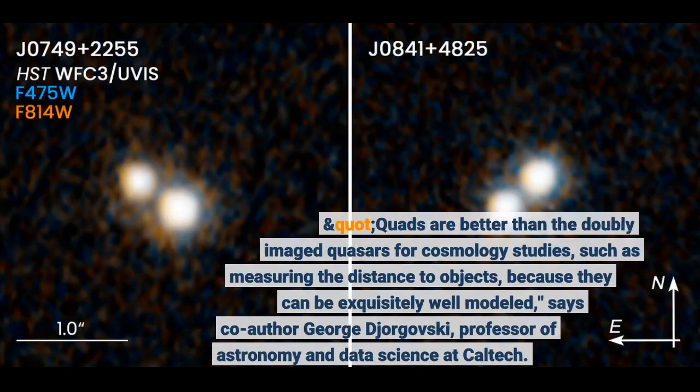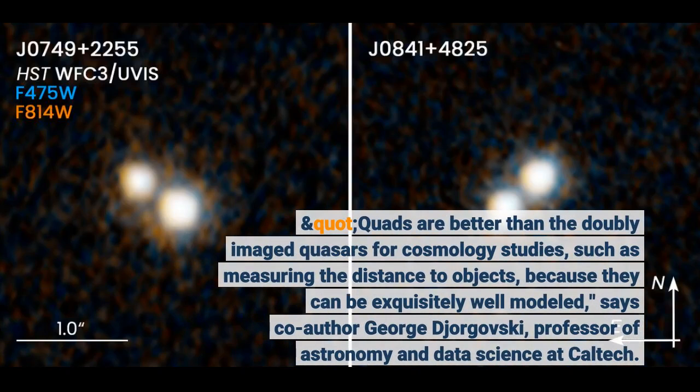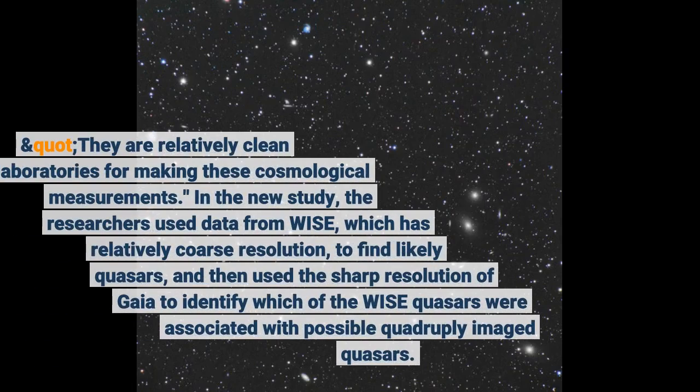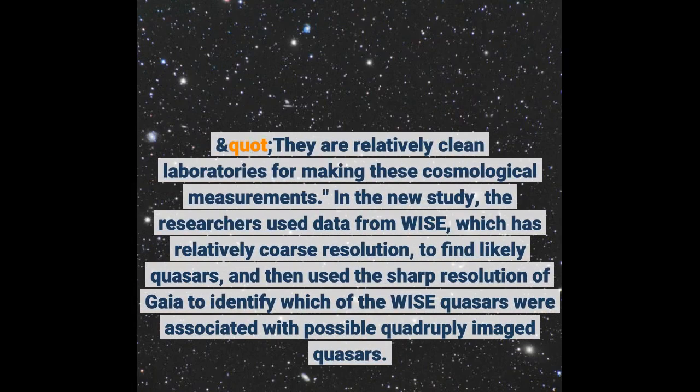Quads are better than the doubly imaged quasars for cosmology studies, such as measuring the distance to objects, because they can be exquisitely well modeled, says co-author George Djorgovski, professor of astronomy and data science at Caltech. They are relatively clean laboratories for making these cosmological measurements.